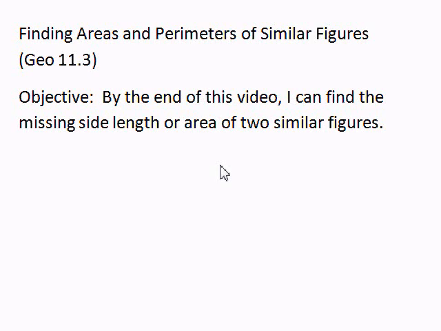Hello, welcome back. Today we're going to be finding the areas and perimeters of similar figures. The objective is that by the end of this video, you should be able to find the missing side length or area of two similar figures.